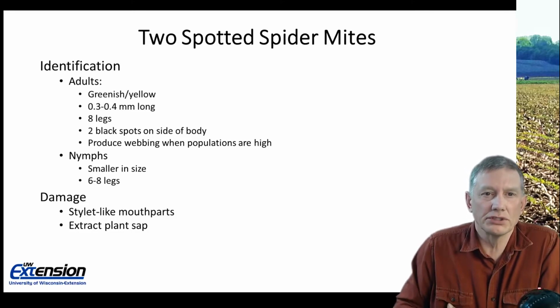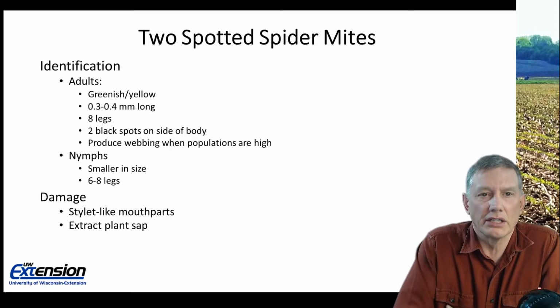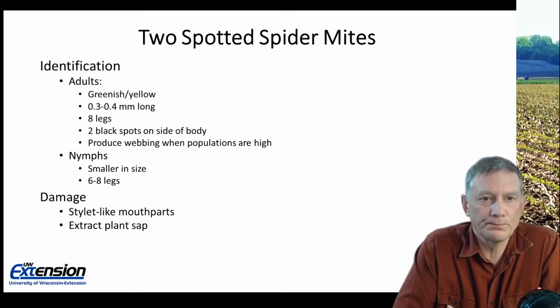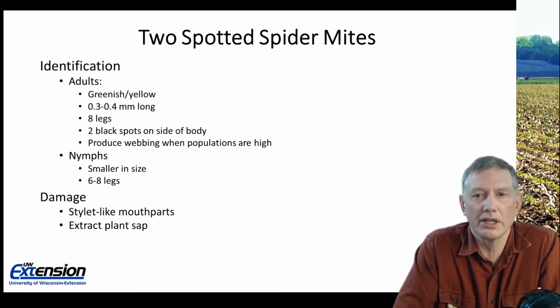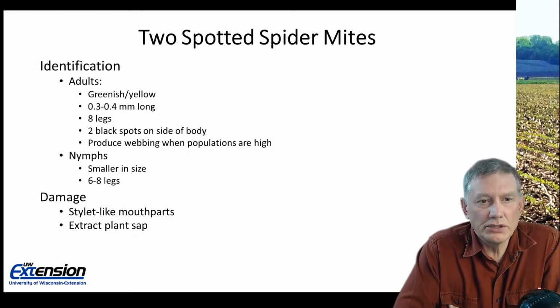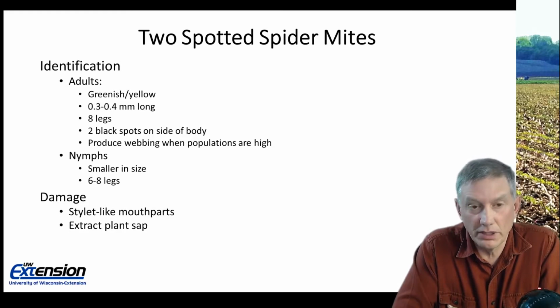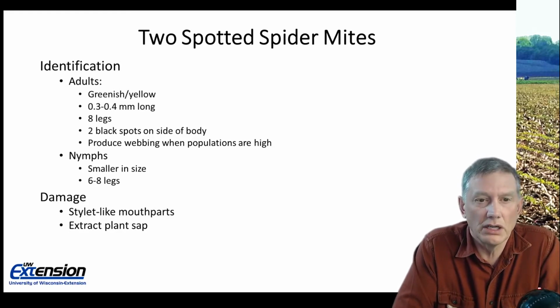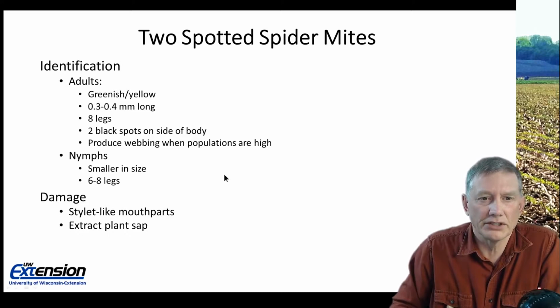And when populations are extremely high, they can produce some webbing. The nymphs are smaller in size, and they may either have 6 or 8 legs based on their development. They damage soybean plants, or they can damage corn, but soybeans are much more susceptible, by using their stylet-like mouthparts, and then they extract plant sap.